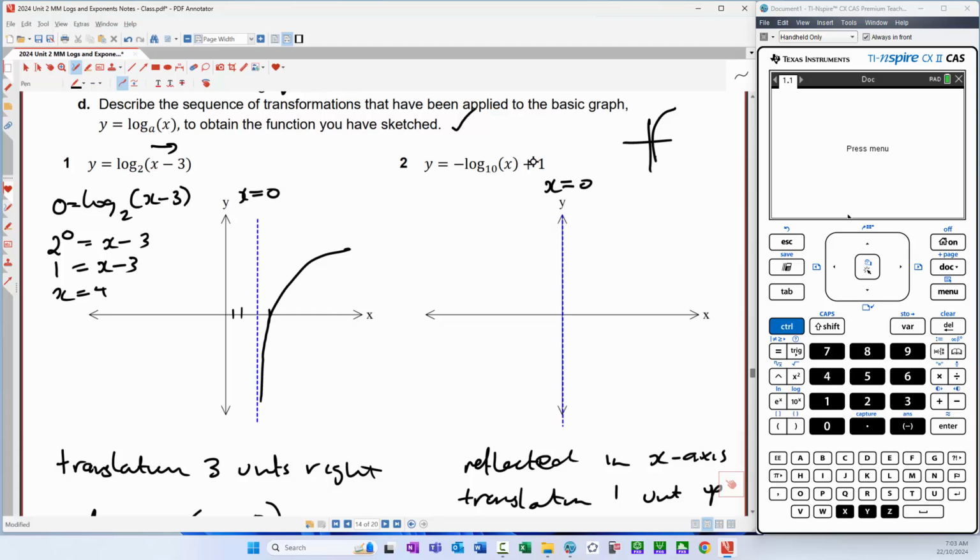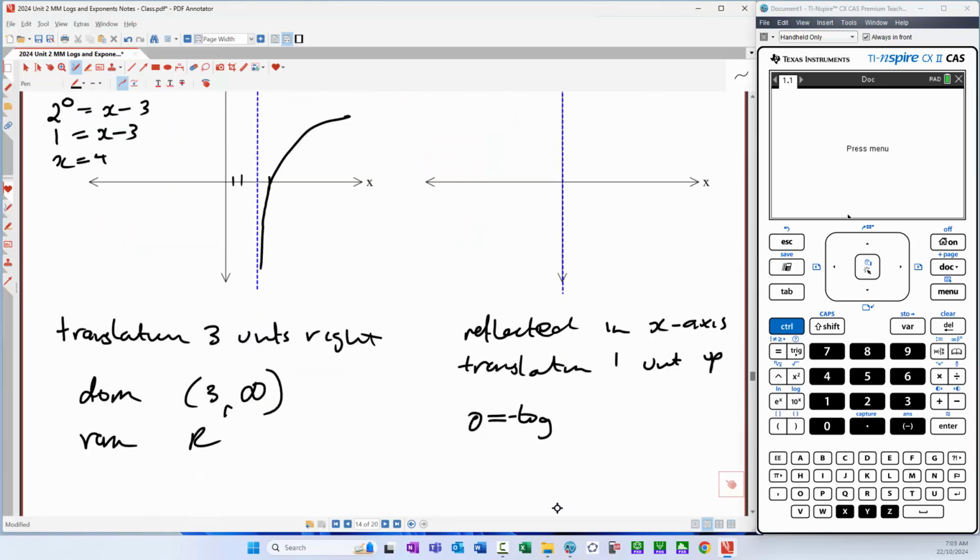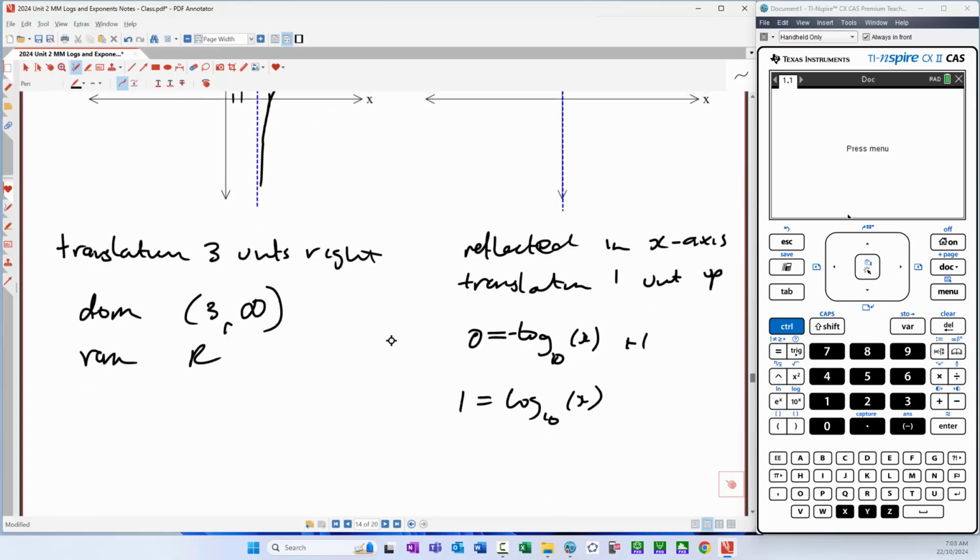So the translation up 1 unit, I'm not really worried about that because when I find the x-axis intercept, that will sort of sort that out. So x-intercept occurs when y is equal to 0. So I'm going to go 0 equals negative log, what was the base? 10, x plus 1. All right, so I'm going to subtract 1 and dump the negative. So I'm going to get 1 equals log 10 x. Okay, let's switch forms. So we'll go 10 to the 1 equals x, x equals 10.